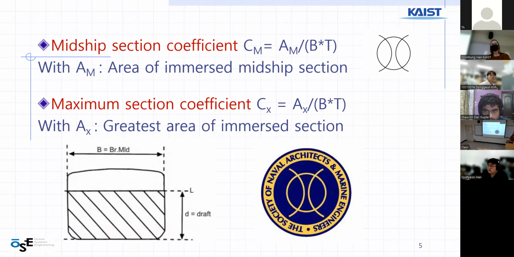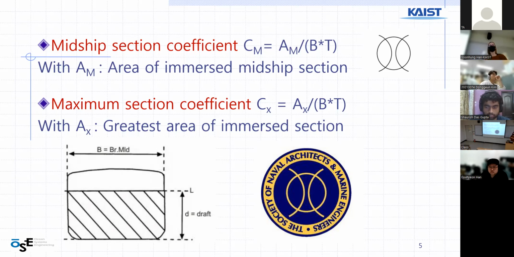Then moving on to the next coefficients, we have the midship section coefficient, Cm, which is equal to the area AM, which is, if you take the ship in its length and you cut it in the middle, you have a section. This is the section you can see. So this area is divided by the breadth times the draft.